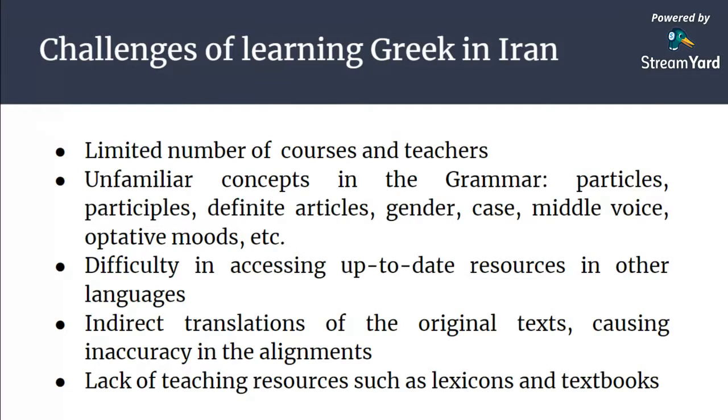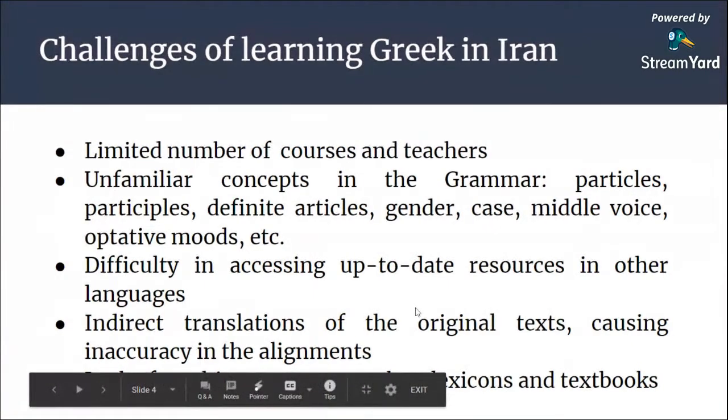Indirect translations is the next problem. So many of the books originally written in Greek have been translated to Persian, but through indirect translations, through German, French, English, actually mainly English. And for somebody who wants to learn Greek using translation alignment, an indirect translation usually doesn't align perfectly with the original text.